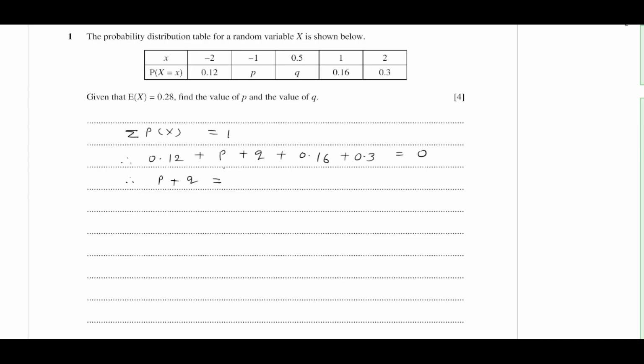Now p plus q. Here one mistake we are doing. This is equal to 1. I'm saying 1 and writing 0, that is too contradictory. Okay, so p plus q is equal to, from 1 I will subtract 0.12 minus 0.16 minus 0.3. So p plus q we will get 0.4.